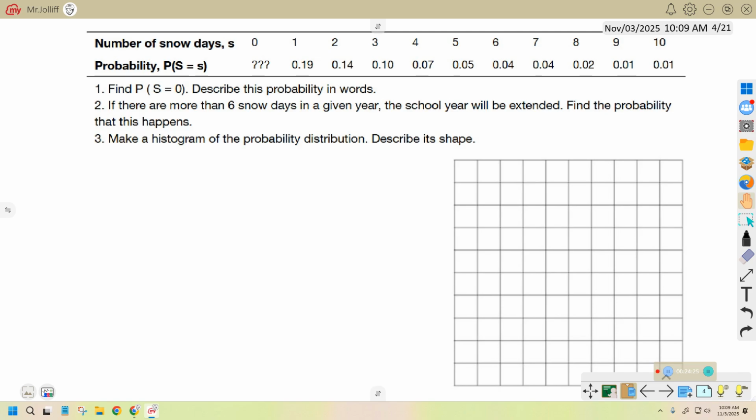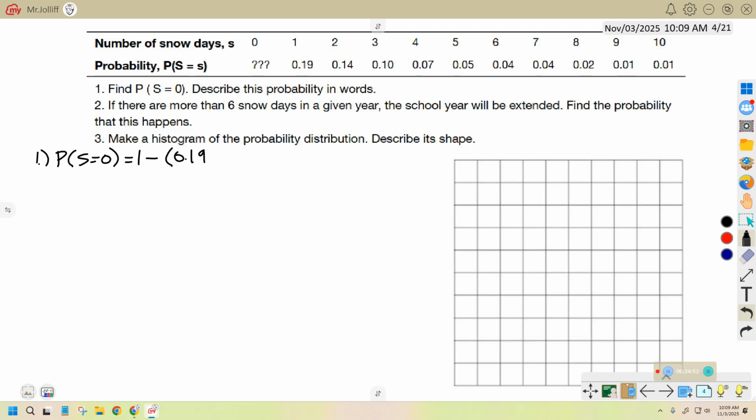We'll start with the first one. We want P(S = 0). Vishal, how do we find that? How do we find that one missing probability? Perfect. Very good. Add them all up. Subtract it from 1.